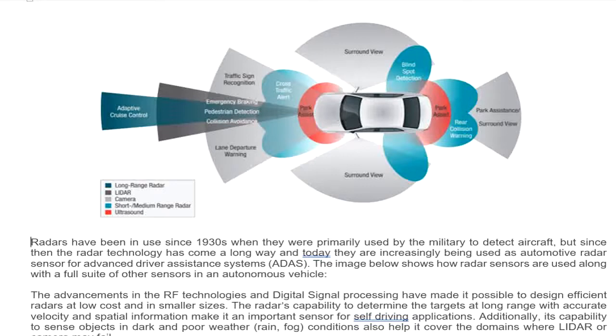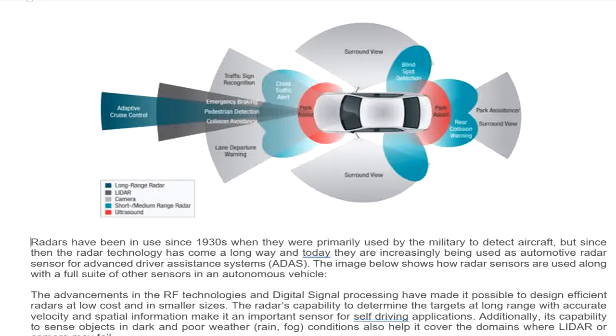And every time people talk about radar, you understand basically how it works, right? So the radar is very popular in the aircraft field. They usually track another aircraft or are used for military. Okay, so right now they are increasingly being used as automotive radar sensors for advanced driver assistance systems (ADAS).